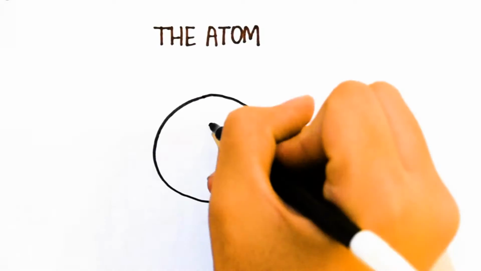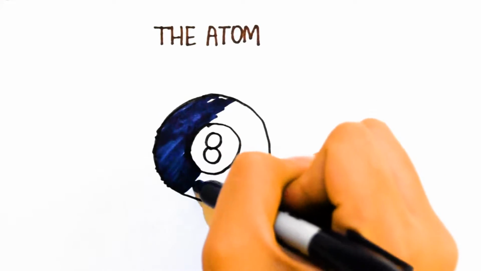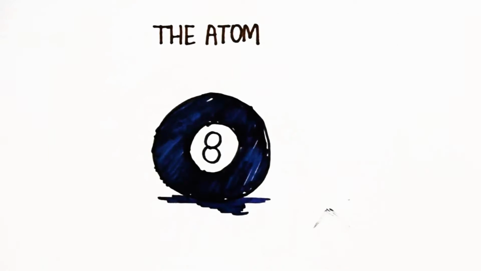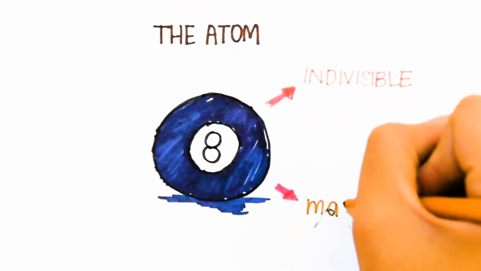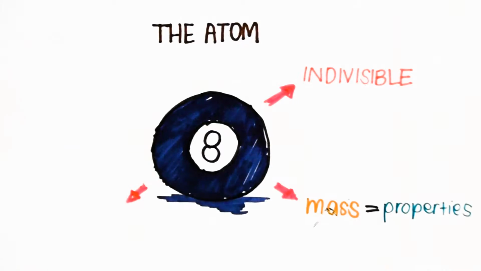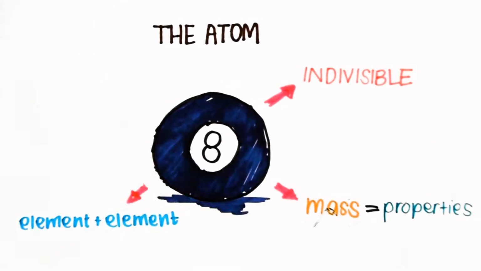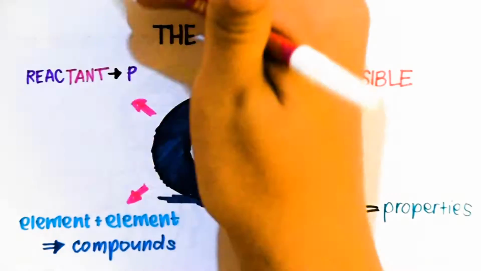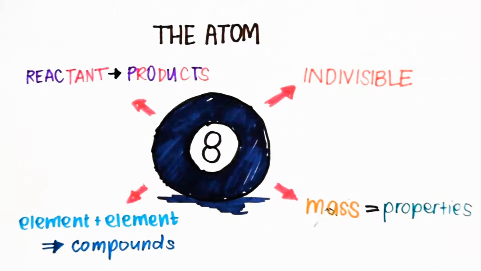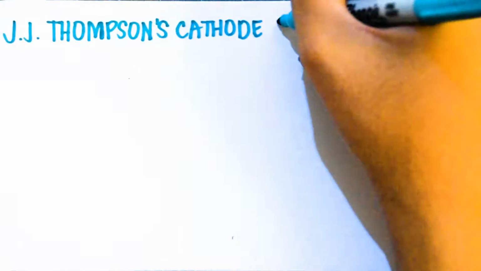John Dalton. Dalton's model of an atom is similar to a billiard ball. It also states in his atomic theory that all elements are composed of indivisible and indestructible particles. All atoms of a given element are identical in mass and properties. Compounds are formed by a combination of two or more different kinds of atoms, and the chemical reaction is a rearrangement of an atom.